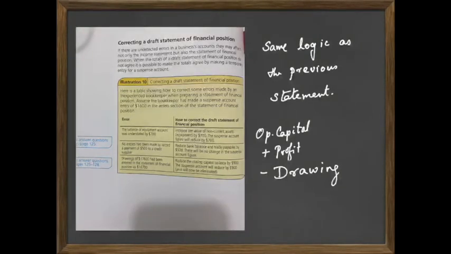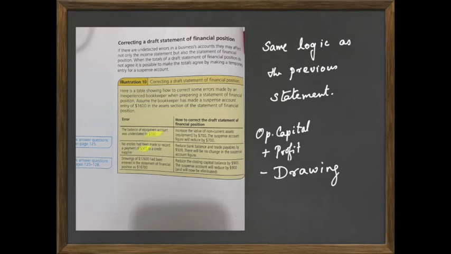Now, here in illustration 10, you have the error: balance of equipment account was understated by 700, which means equipment, let's say you had equipment worth 1700. Instead of writing 1700, it was written 1000. It was understated. So to correct it, you have to add 700 to the equipments. Then, no entry had been made to record a payment of 500 to credit supplier.